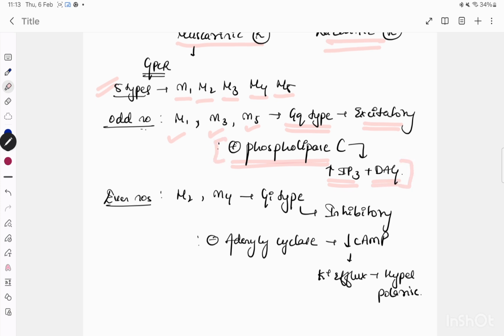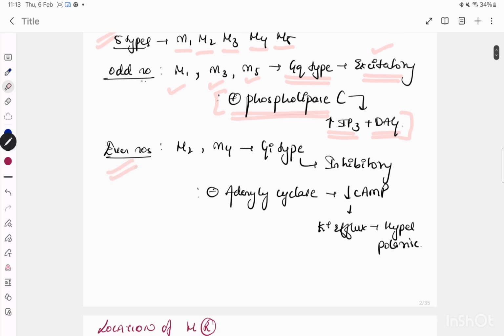If you want, you can remember it, but you have to remember that all the odd numbers, that is M1, M3, and M5, they all are Gq type, that is their excitatory type. When we move further in the video, you will understand why knowing this is very important, and you don't have to by heart anything in this entire video or even in this entire chapter. This chapter is very nice because if you know the basics like these, which receptors do what, you can just elaborate it on your own.